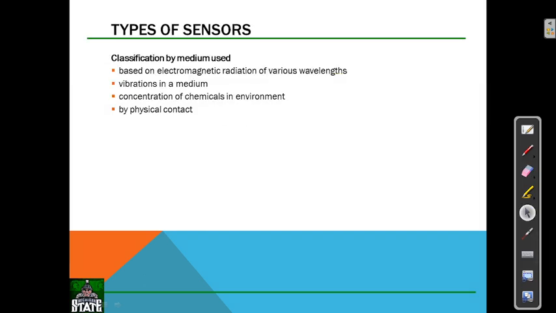The classification by medium used in the type of sensor. The first one is based on electromagnetic radiation of various wavelengths. Then vibration in a medium, concentration of chemicals in the environment, and physical contact.